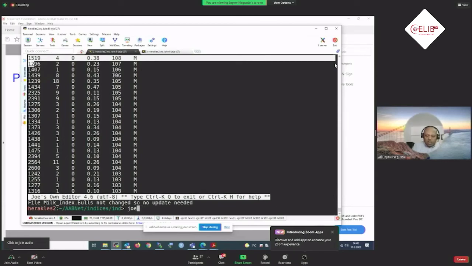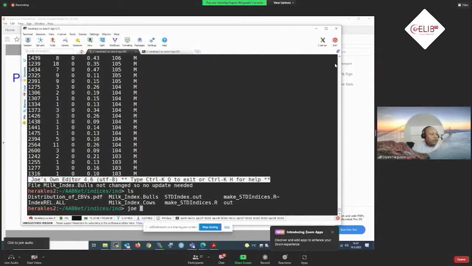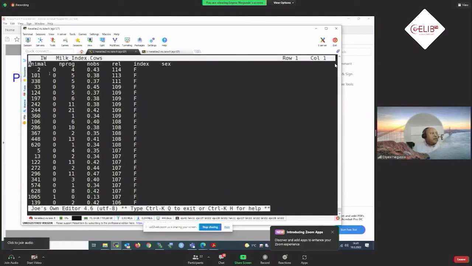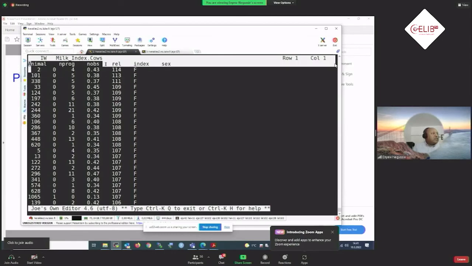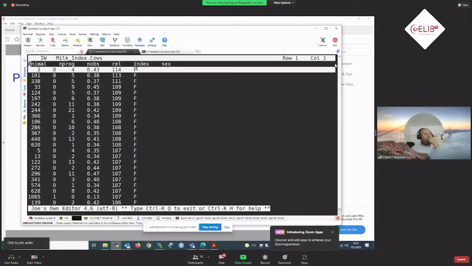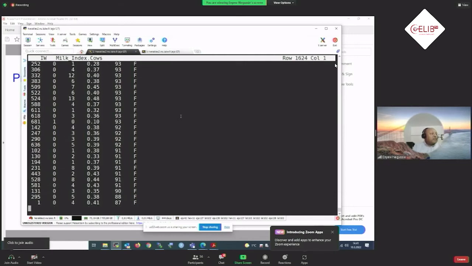Index cows, I think it's index cows. I have to quickly go to index cows. Here, cows also have the animal ID, number of progeny, number of observations, reliabilities, and the indices for the cows. This is also ordered from the best cows downward. So for example, if the farmer takes this animal ID2, which has about 110, 114 index points, that means she is about 1 to 1.5 index points above the population average. So this is the best one. If I go down there, you can see very poor cows also, which are much below the average.